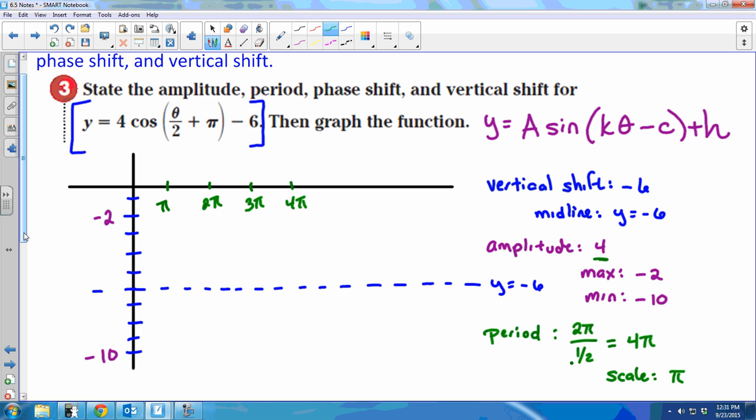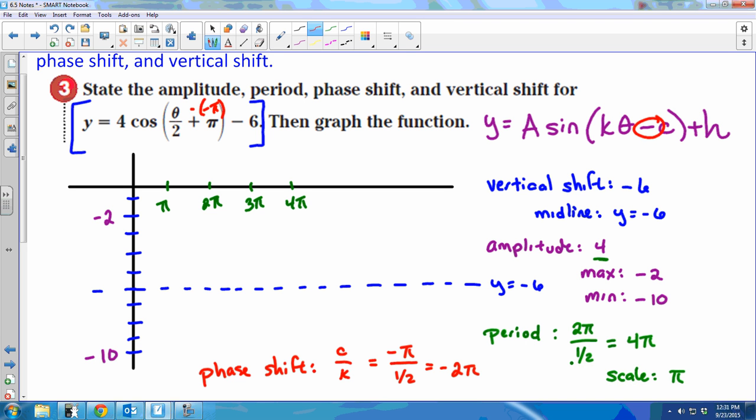All right. The last thing is the phase shift. So the phase shift is C over K. We already know what K is. We used it 5 seconds ago, 1/2. What is C? The original equation has a minus sign. So what is C? Negative pi. So we get negative 2 pi as our phase shift. That means we're going to shift 2 pi to the left. So it's negative.